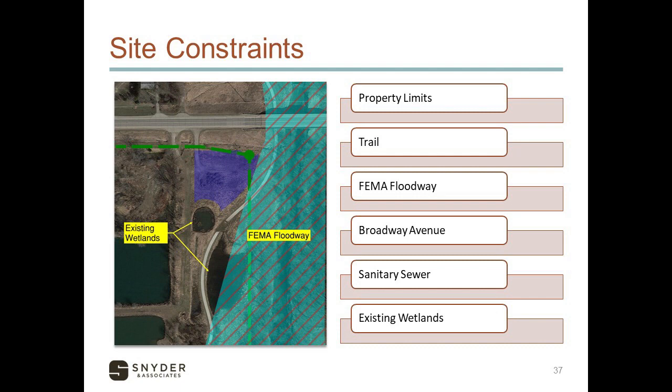To the north at the top, we've got Broadway Avenue. And to the south, we've got those wetlands I mentioned before. We also had a sanitary sewer coming through along the north side that we had to stay clear of the existing manhole, so we weren't impacting that. And then we had a FEMA floodway that clipped the corner of our site as well. So we had to be careful with what we developed within that FEMA floodway.